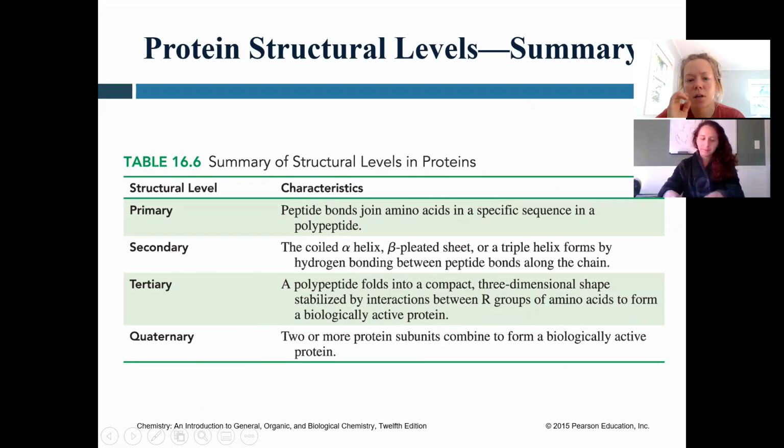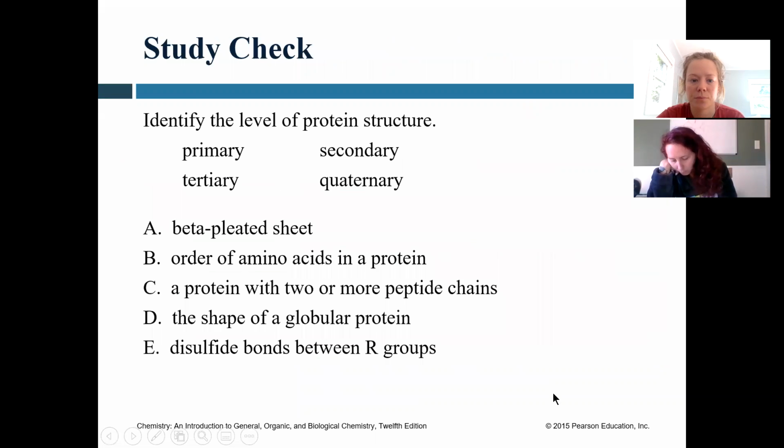This is a good table to summarize all of the differences between primary, secondary, tertiary, and quaternary. A lot of this is definition based. I could ask you what sort of protein structure this is, and I could give you a triple helix and you would say, oh, that's a secondary structure. Or, when R groups interact with salt bridges, where would that fall? And you would say, oh, that's a tertiary or quaternary structure.